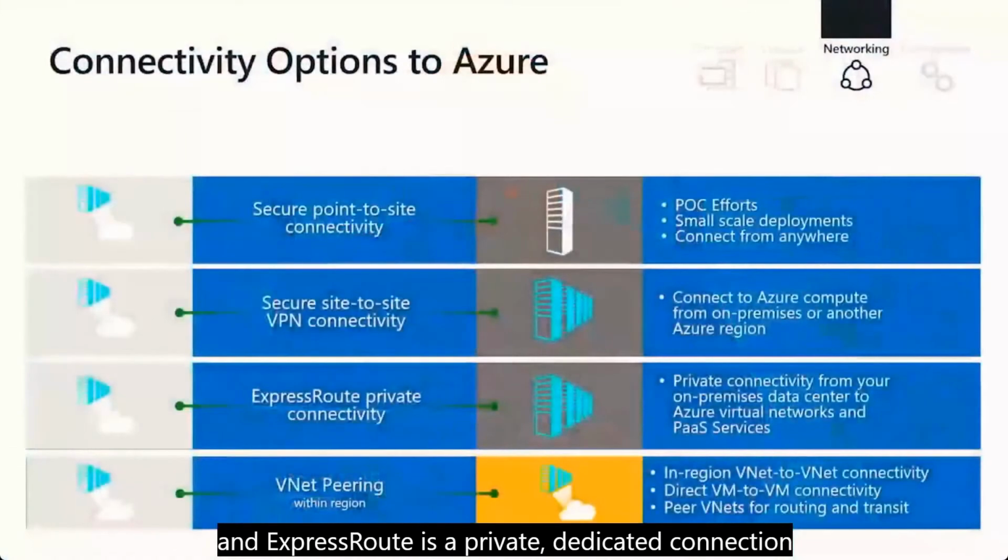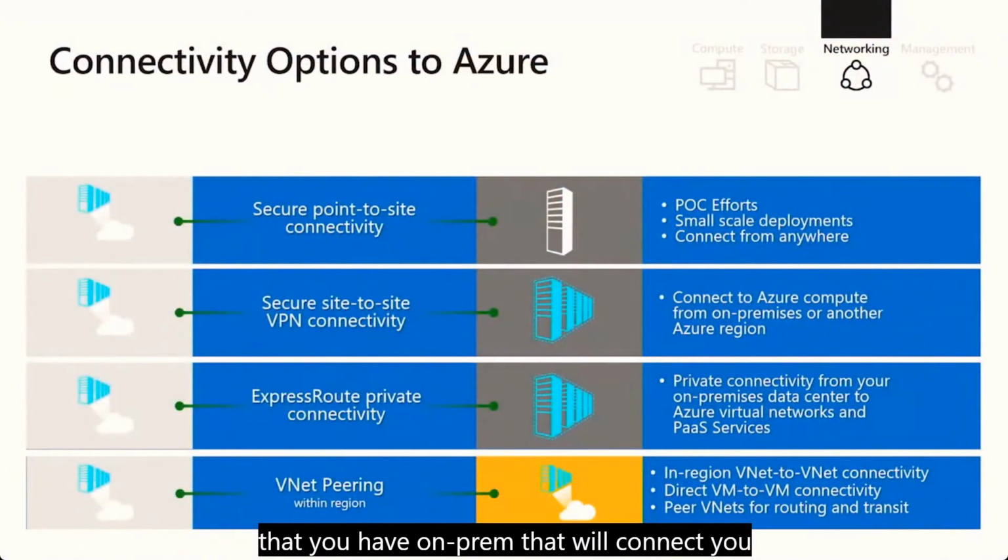We have a concept called ExpressRoute. An ExpressRoute is a private, dedicated connection that you have on-prem that will connect you directly into Azure so you can access our resources in our data centers. And by the way, it's not just Azure. We're thinking of the Azure world, but once you have an ExpressRoute connection for your business, you could possibly leverage other services in our Microsoft cloud environments. Things like Dynamics 365 or Office 365 are available for us.